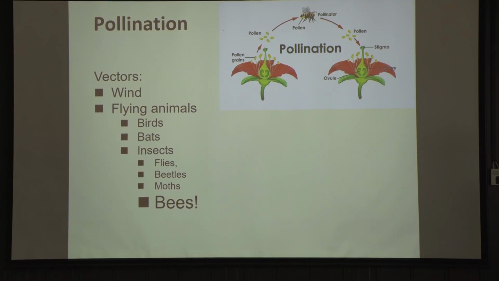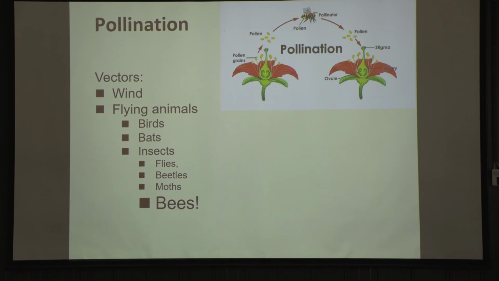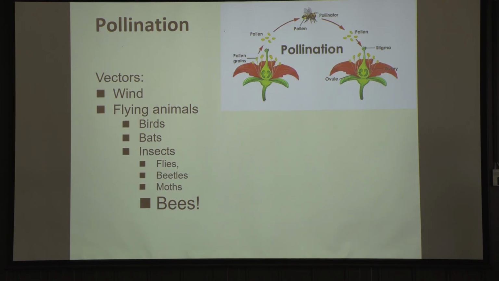So vectors. I did say that the pollen grain needs to go from where it's produced on a flower to preferably another flower and land on the female part, the stigma of another flower. So you need a vector to do that. And in nature, we have wind. So many plants are wind pollinated. They don't rely on animals, but many other plants do.